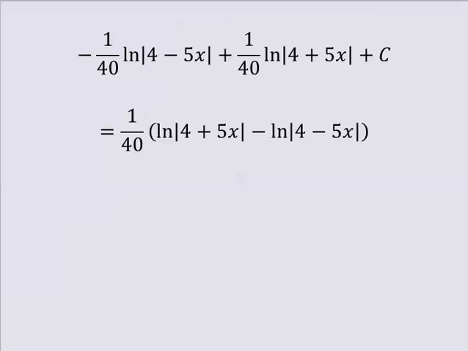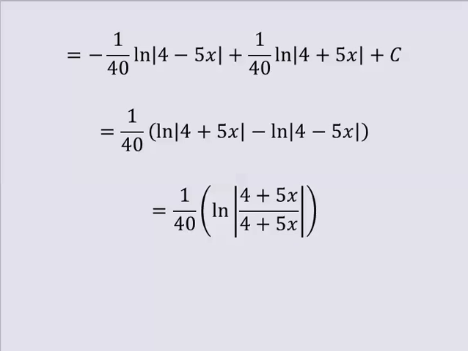First off, I switch the two terms so that my negative comes second. That's just a personal preference. I also bring out the 1 over 40, so I distribute that out. Next, I'm going to use the fact that the difference of two logs is the log of the quotient. So log A minus log B equals log of A over B. And this is what I get. Notice the absolute value signs, they are essential.